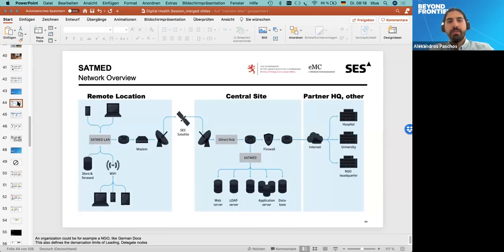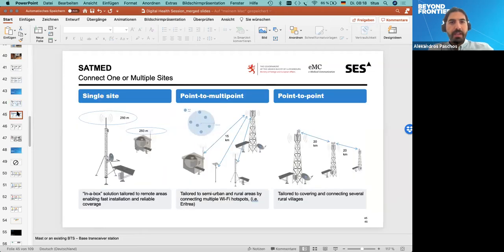This is how SATMED is interconnected. We can see how you can connect via the internet, so casual internet, and connect the remote site, or use the satellite fleet of SES in order to provide connectivity to this remote site. Next slide. I won't go into details, but this is how we can enlarge the network in the remote site. So either we have a single site or point-to-point sites to enlarge connectivity in the remote sites. Next slide.